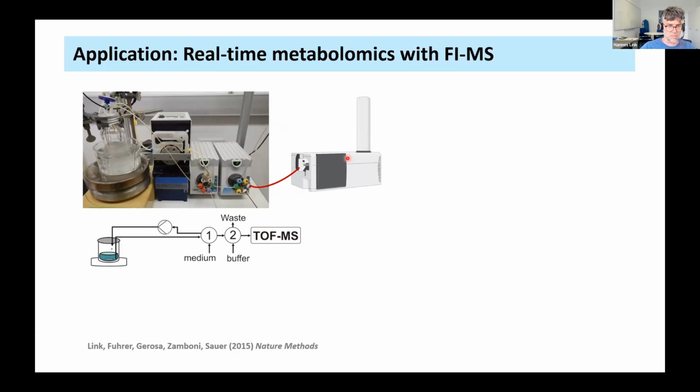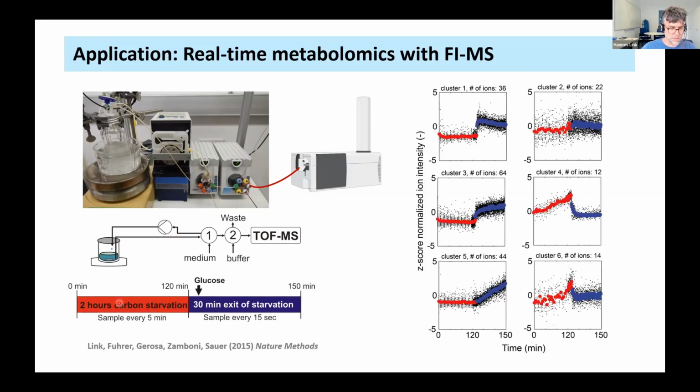So without extraction, really the live cells, they enter via this setup of 2 6-port valves. They directly enter the electrospray. There we applied a high voltage and high temperatures, and then we could really monitor what is happening in these live cells. And in this paper that is cited down there, we did the following experiments where these cells starved for carbons for 2 hours.